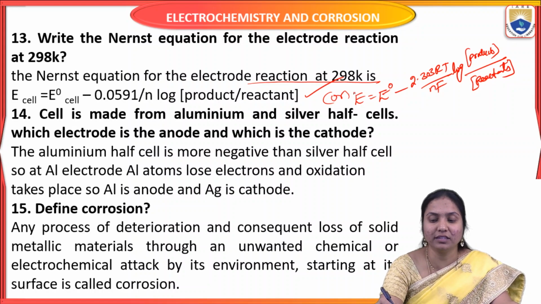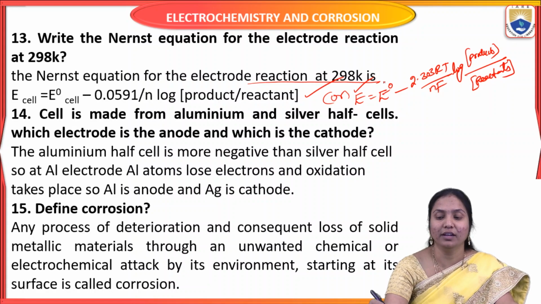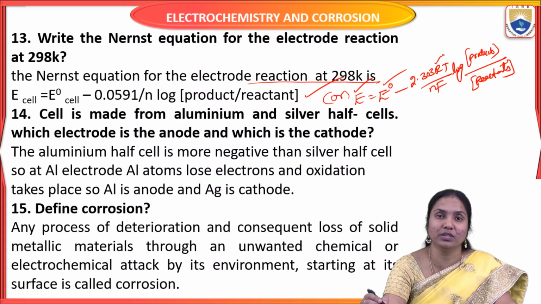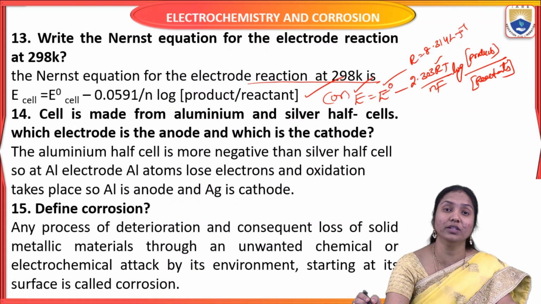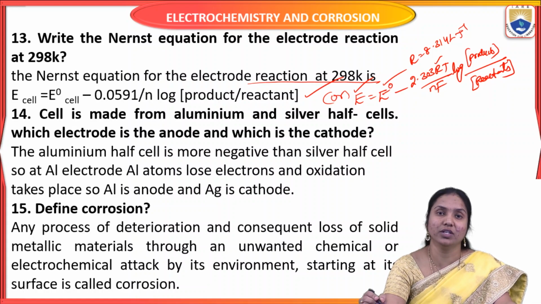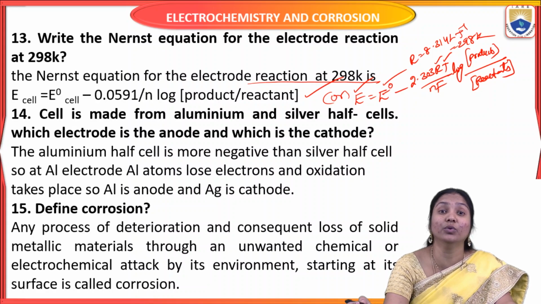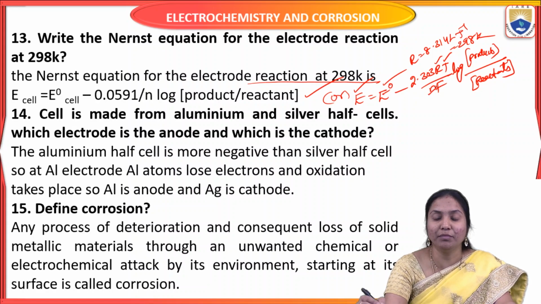Here E is the single electrode potential, E naught is the standard electrode potential, and R is the gas constant. Its value is 8.314 joules. T is the temperature, equal to 298 Kelvin or 25 degrees centigrade when converted into Kelvin. n means the number of valency electrons involved in the reaction, and F equals 1 Faraday. So 1 Faraday equals how many coulombs?